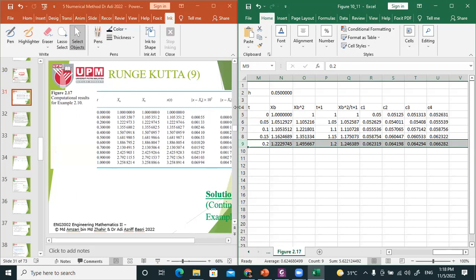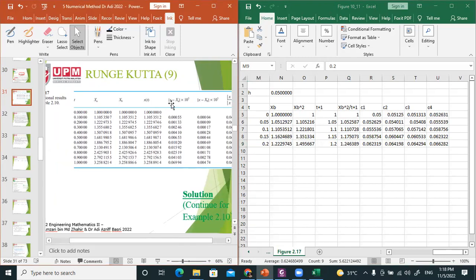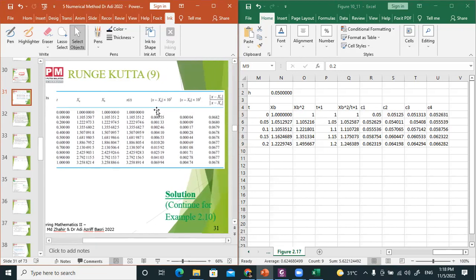Why? Because Runge-Kutta is of order 4, so the decimal places are very small. So they multiply by a power of 10^3 to reduce the number of zeros, 0.00 something. So actually it's the same one, they simplified. Then x minus xa, you get the value, x minus xb, you get the value. Then to calculate the error, x minus xb divided by x minus xb, you get 0.06.